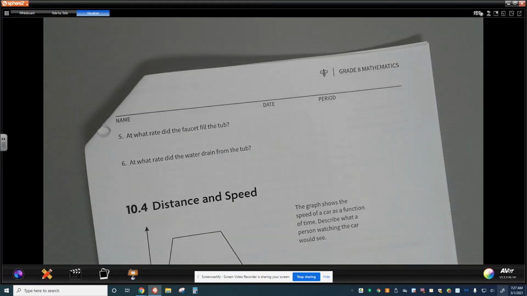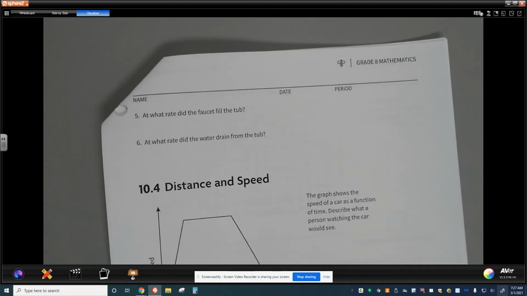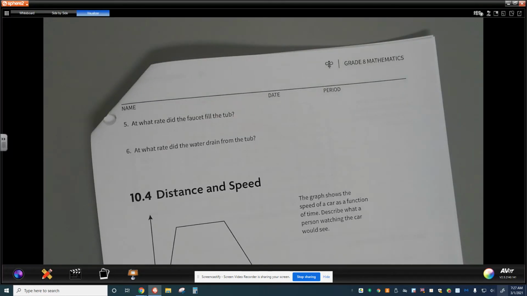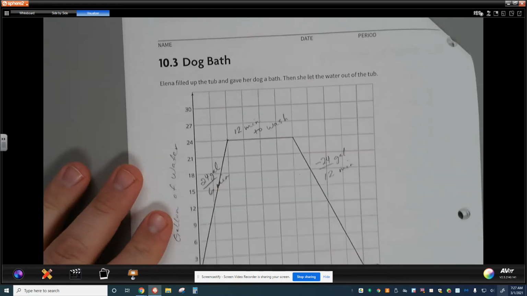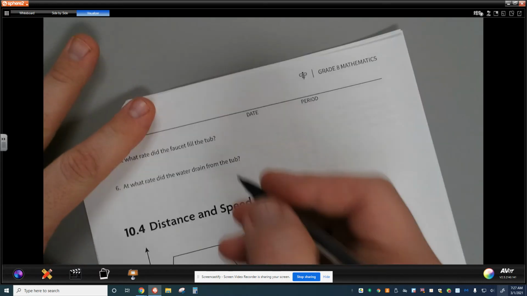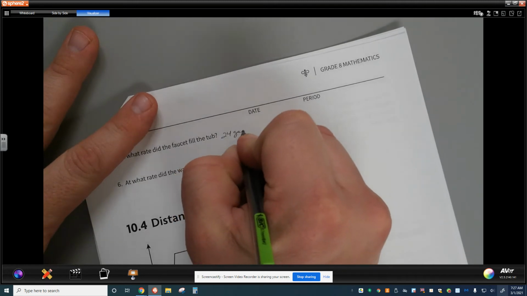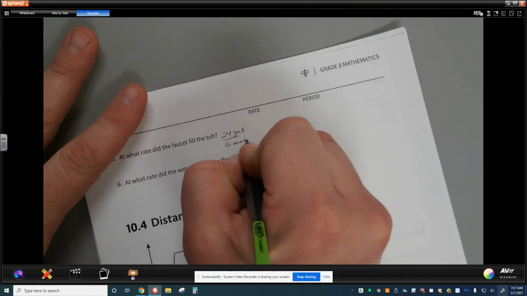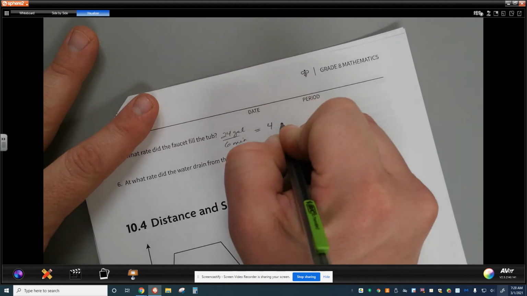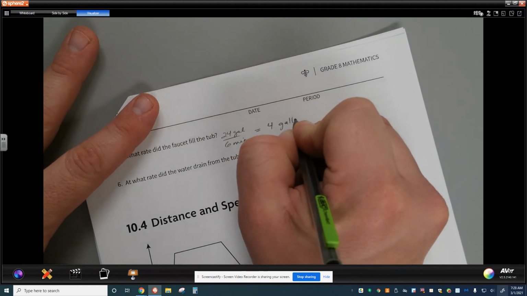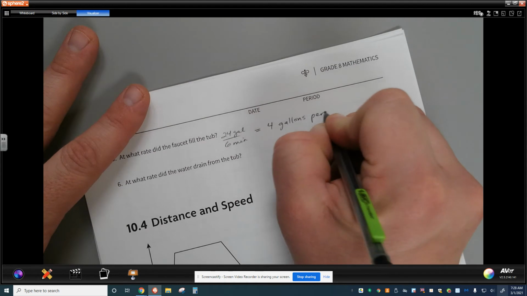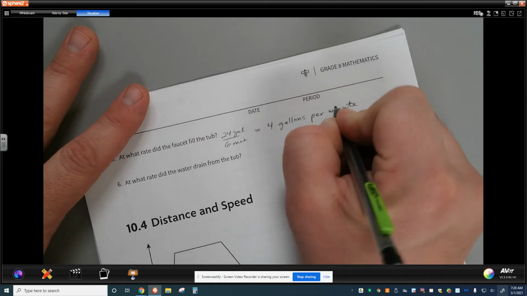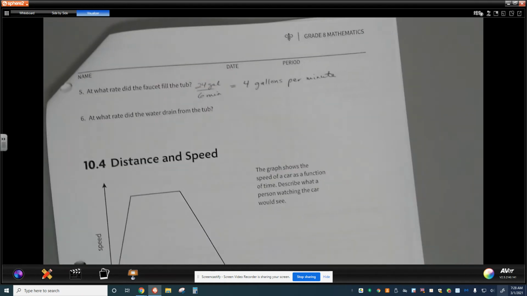The next one, at what rate did the faucet fill up the tub? It's almost like I knew what was coming. And when we talk about the rate that we saw for filling it up, we saw 24 gallons over the course of 6 minutes. So 24 gallons in 6 minutes gives us 4 gallons per minute. So the tub is filling up at 4 gallons a minute.